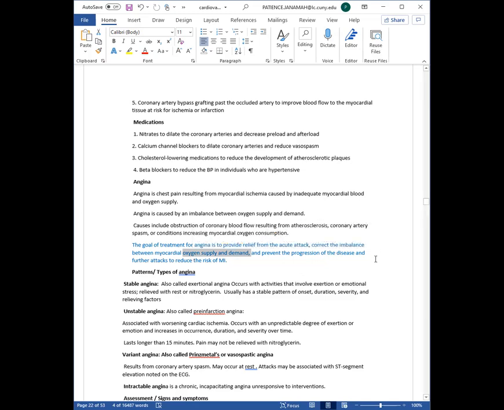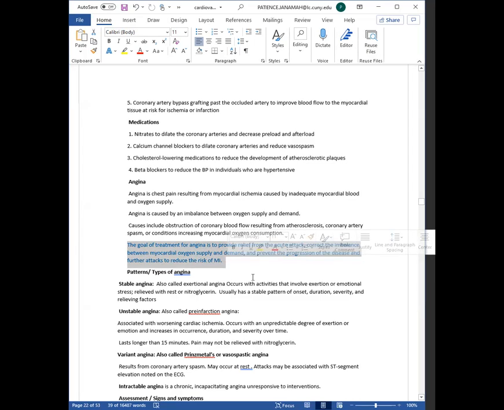So you want to be able to know that there's an imbalance, and treatment prevents the progression of the disease and further attacks, to reduce the risk to the myocardium. So your goal for angina is to help supply the patient's myocardium with enough blood.